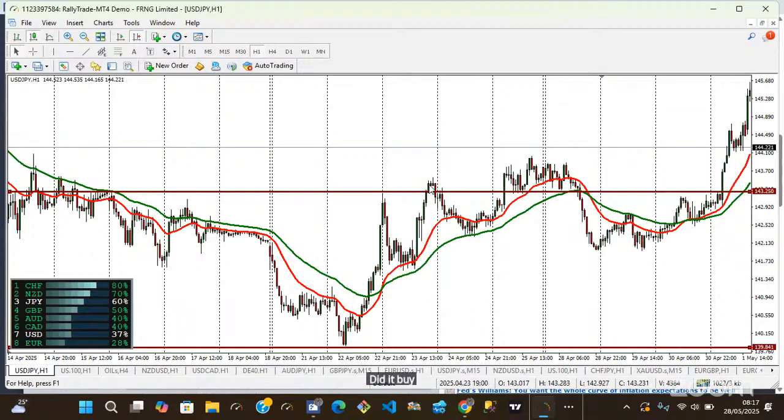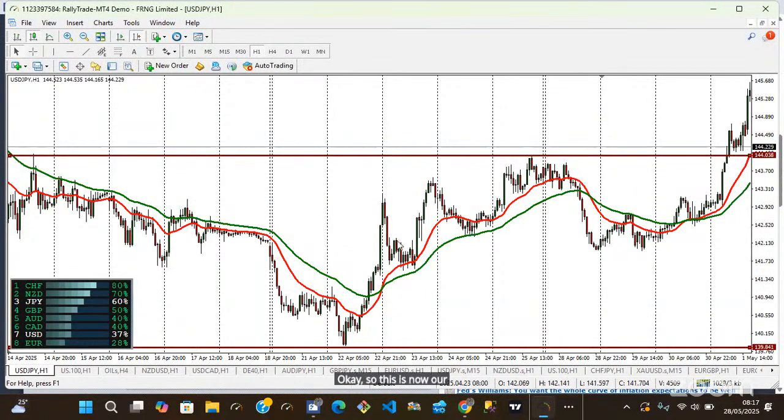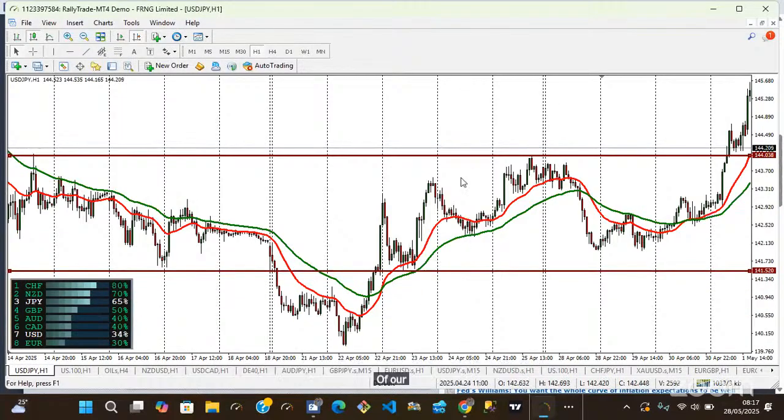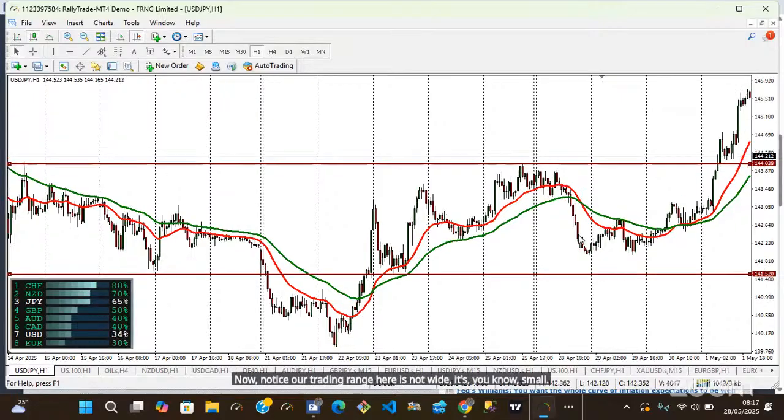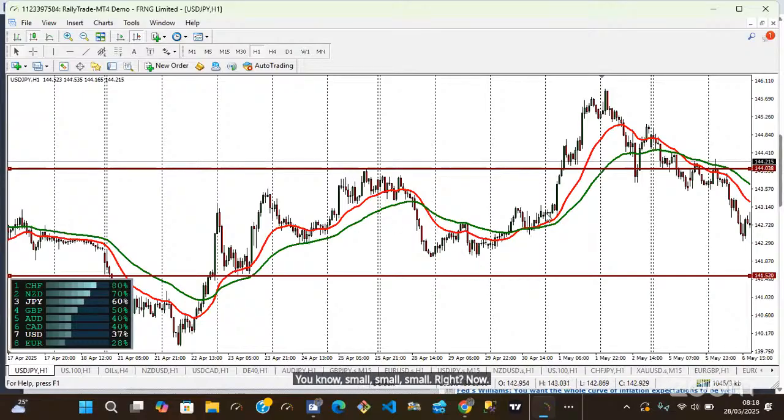Now it broke structure here, but not significantly. So this still remains. It came back inside, but now pushed higher. So this is now our new high, and in that retracement, this is the lowest point of our low. So this is our new trading range. Price did another correction, which is retracement. Notice our trading range here is not wide; it's small. Price finished retracing and worked its way up.